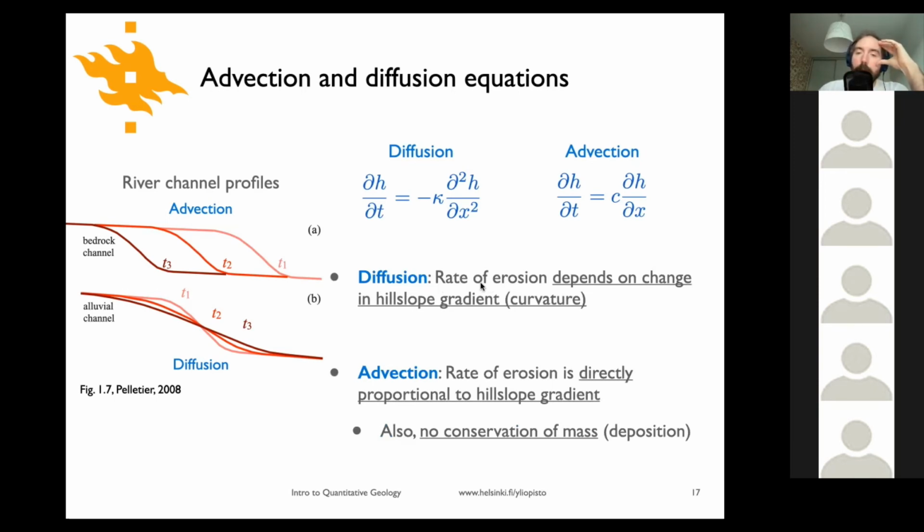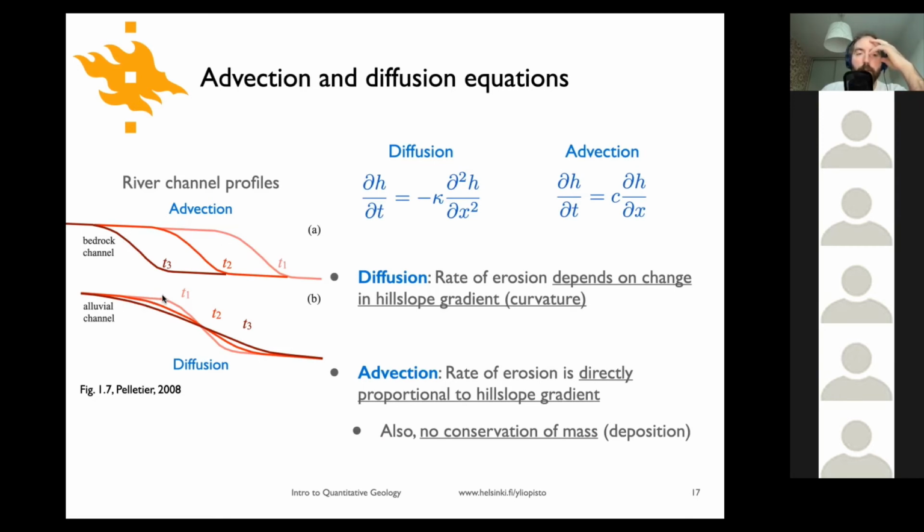So I think I've already made the point here about the differences between diffusion and advection. The only other distinction here with our advection scenario is that there is no conservation of mass in this form of the equation. The river is just moving off to the left.